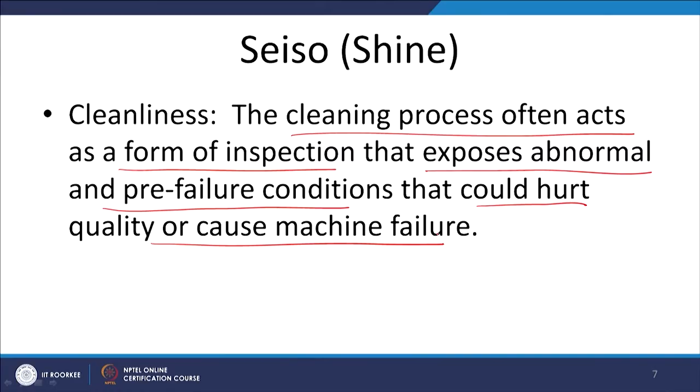And therefore, with this you just see whether any abnormality is there or not, and if abnormality is there, you immediately take corrective actions. So, this shining means the cleanliness, and cleanliness is not just about cleaning with brooms. It is actually the inspection of your work area, which can help you become proactive with respect to any future defects or future failures.